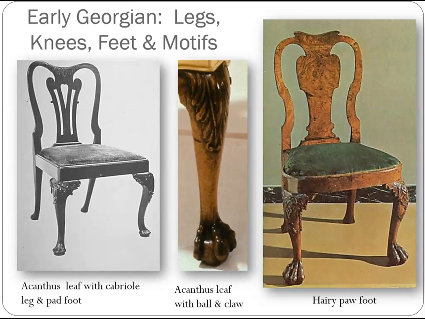foot. Now, moving into the middle design, we see the acanthus leaf with the ball and claw foot. The ball and claw foot can be very easily identified as a simple ball with an animal claw over it. And then again we see the carving. As we move on to the right, we see a different foot style, and that is called the hairy paw foot. It looks like an animal paw, but with that wood carving, they're able to make it look like it has hair on it.